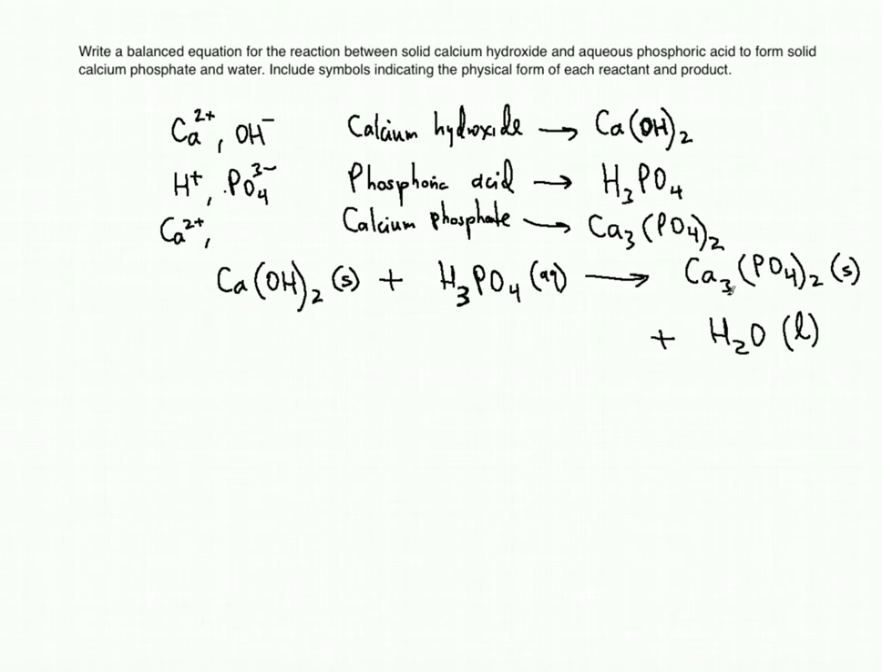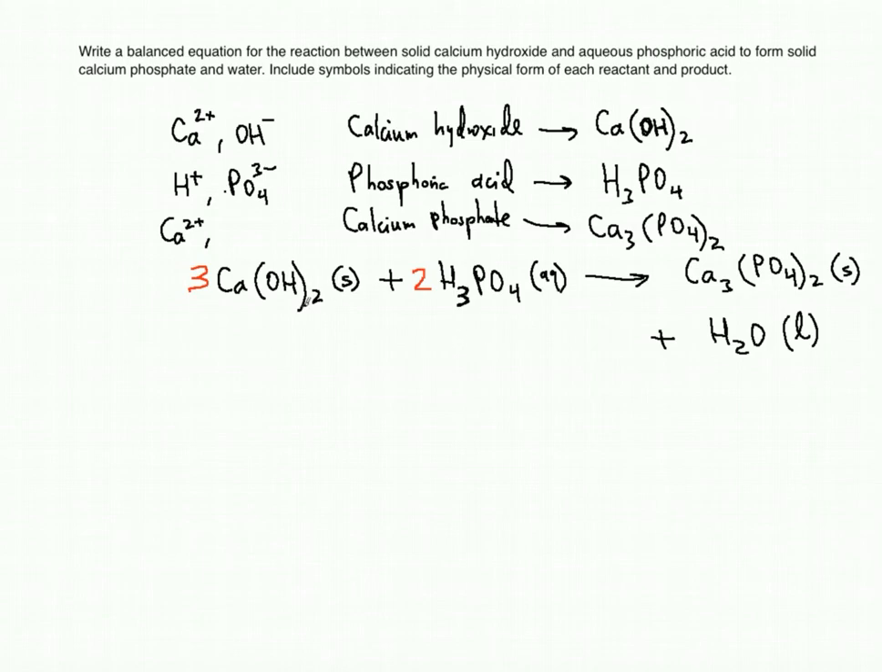The first thing that comes to me is that there are 3 calcium atoms here on the right side, and there's only 1 here. So we're going to add a 3 here, with a different color. And when it comes to PO4, the phosphate ion, there's 2 of them here, but there's only 1 here, so we need to add a 2 there.